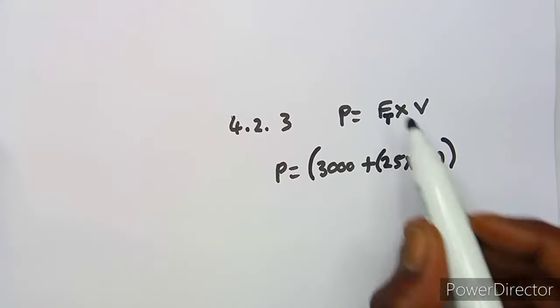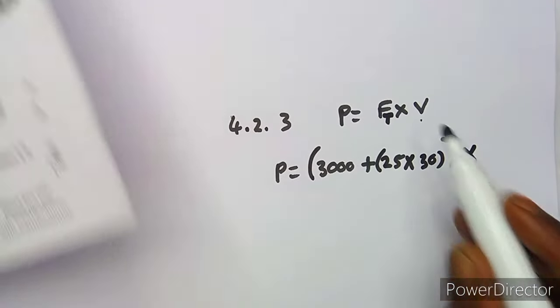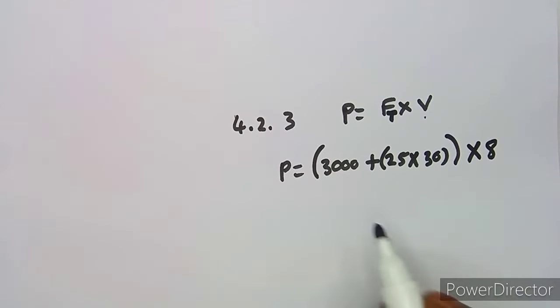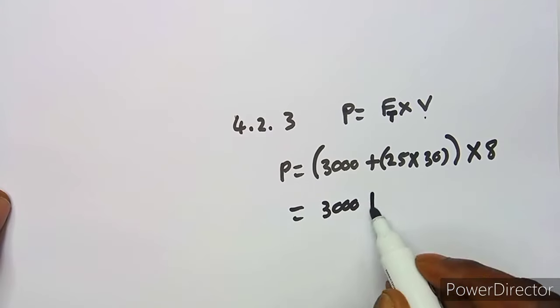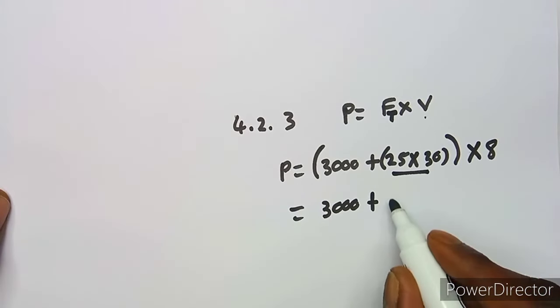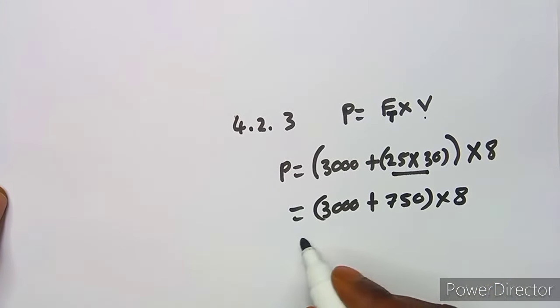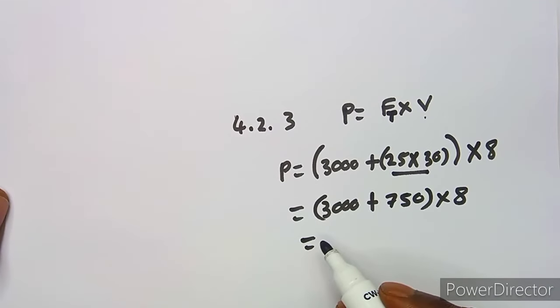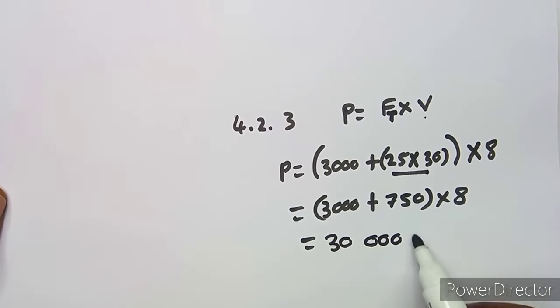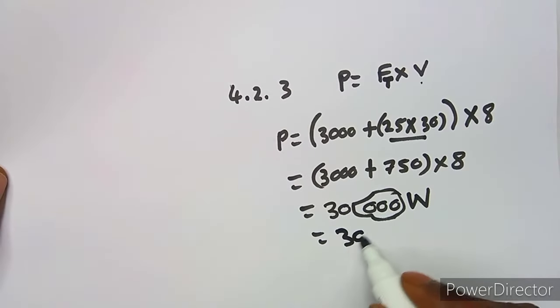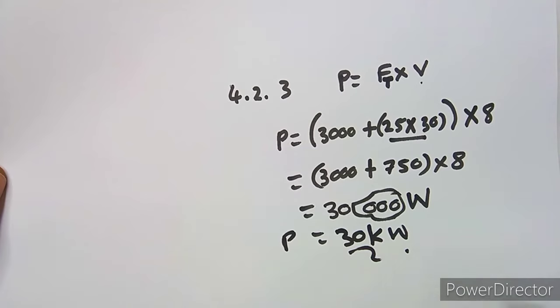force. In this case, we just have total force, which is this one, times the velocity, which is 8. So you're going to multiply by 8. So that's what you're going to have. You're going to have 3000 plus, if you multiply these two, we are going to have 750, multiplied by 8. So this bracket times 8 is going to give us something like 30,000, which is measured in watts. And remember, 3 zeros there, kilo. So we shall have it as 30 kilowatts, if you want to write in terms of kilowatts, but you can write your answer as just watts like that.